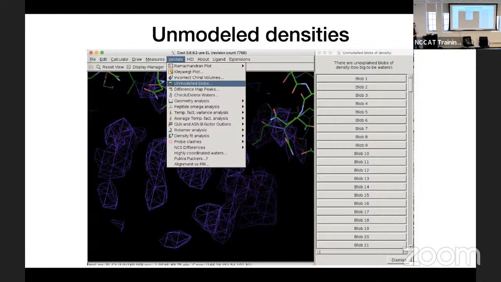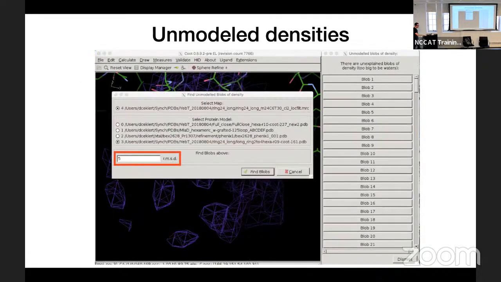And so I always go through this unmodeled blobs finder, and you can specify at what contour level of the map you want to look for things. You might have to adjust this based upon the noise level of your map and how far down into the weeds of unknown densities you want to get. But you may find a lipid bound to your protein or a peptide, some unexpected ligand, ATP, whatever. So sometimes there can be cool things there.